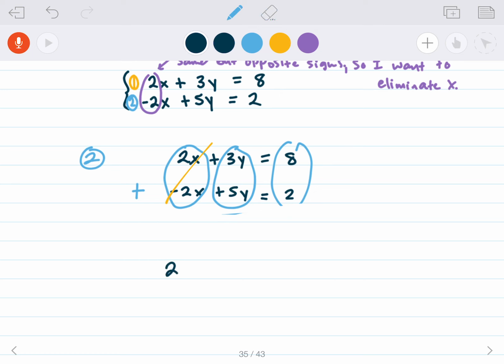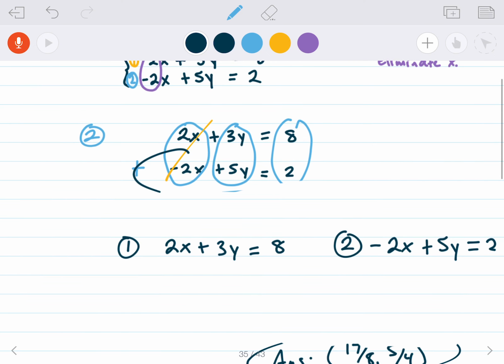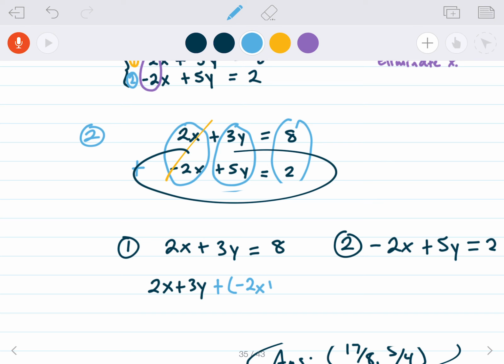So initially we had 2x plus 3y equals 8. So that was our first equation, and our second equation was negative 2x plus 5y equals 2. And look what I did. I added something to both sides of the equation. So what I added to 2x plus 3y on the left was negative 2x plus 5y.